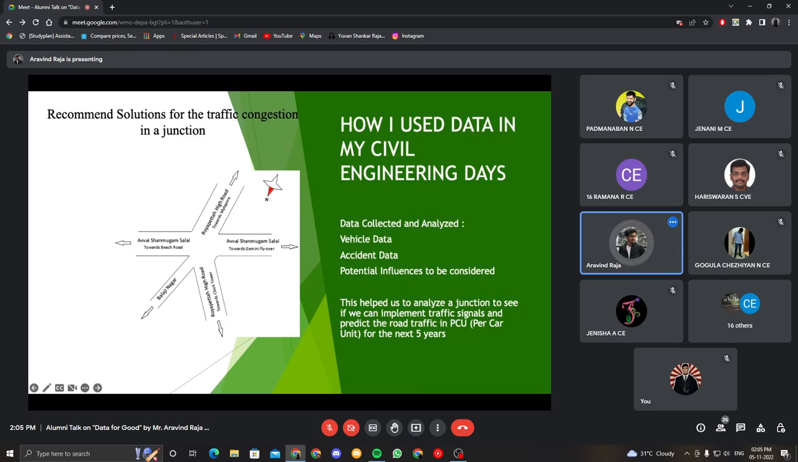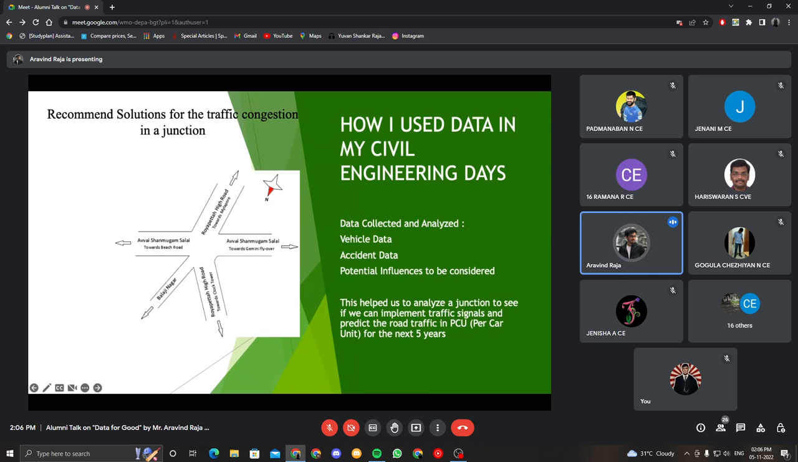across the road. So let's say a person is going from Balaji Nagar to Avai Shanmugam Salai, right? So how many vehicles are going in this direction? Likewise, we studied and gathered data for all the directions with the help of the videos we captured. We got the accident data to see if there are any accident-prone zones in this junction. We also considered potential influence. If there is some traffic around this route, there should be some influential places, might be a hospital, might be a school, might be some other institutions people visit on a day-to-day basis.